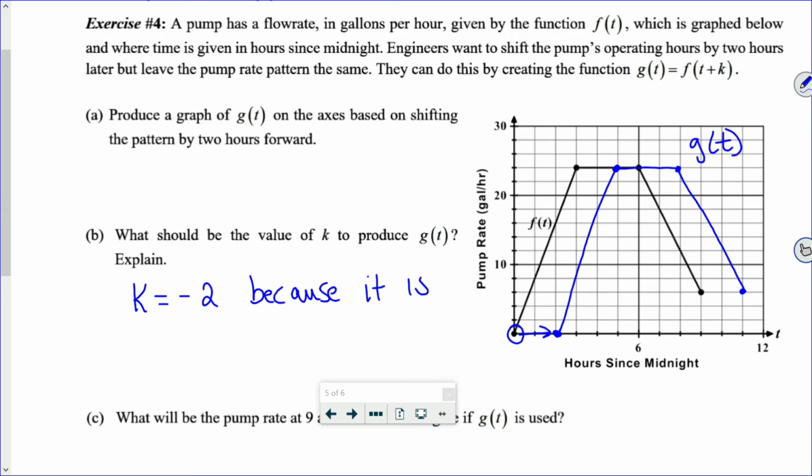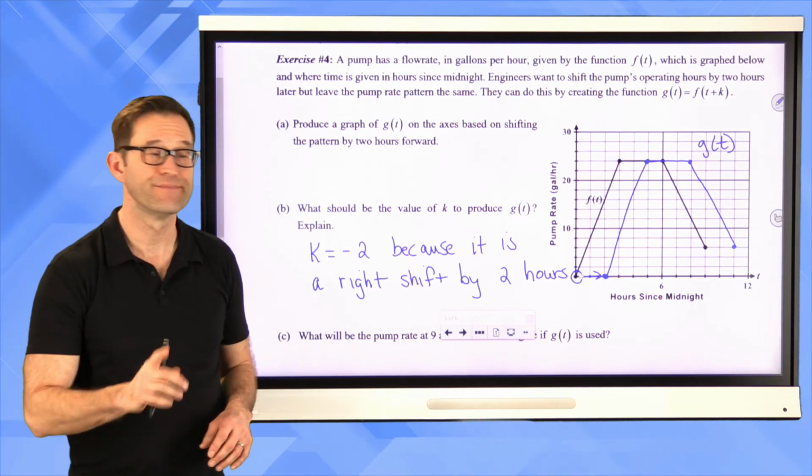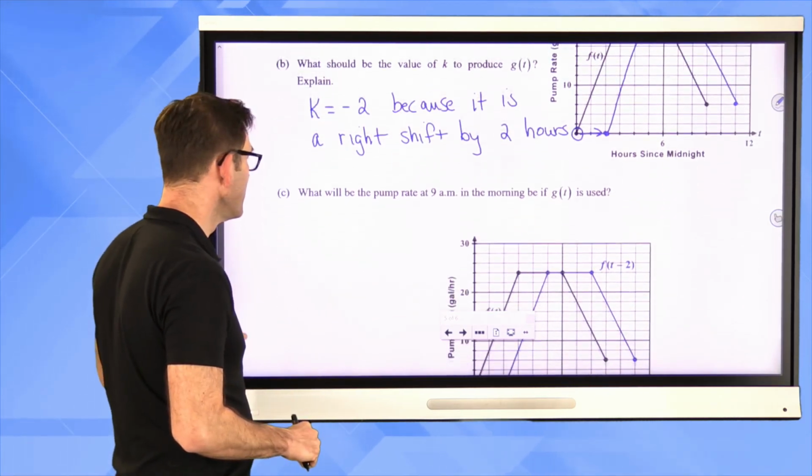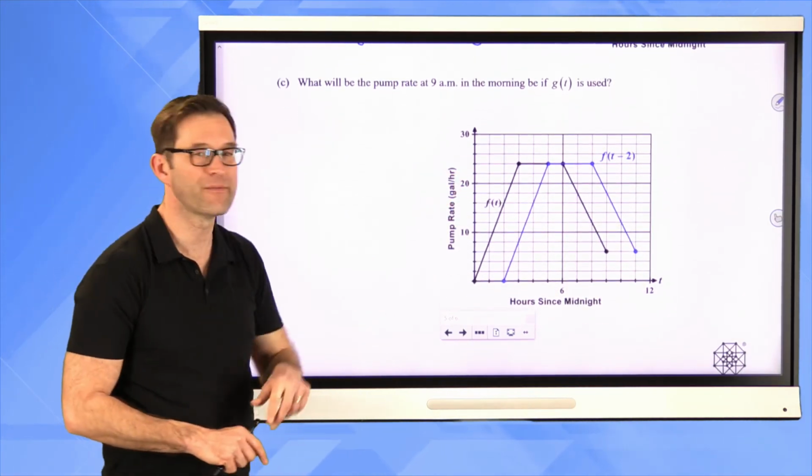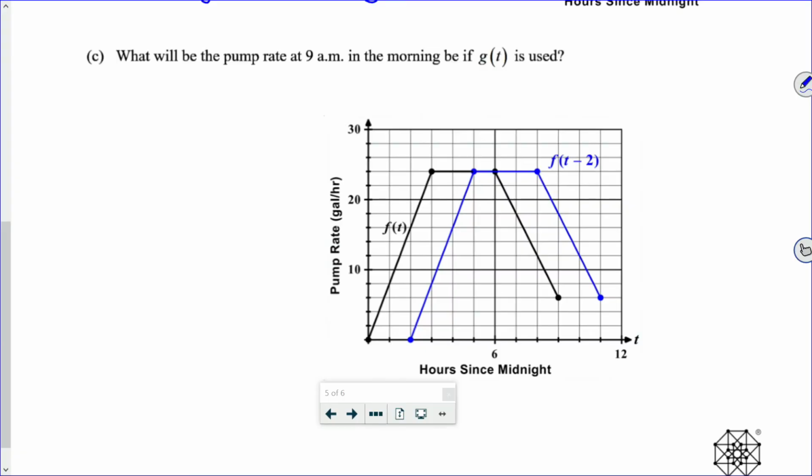because it is a right shift by 2 hours. Or I could say by 2 units. Either way, right? Final piece. Oh, there's my nice graph, right? Letter C, what will be the pump rate at 9 a.m. in the morning if g of t is used?